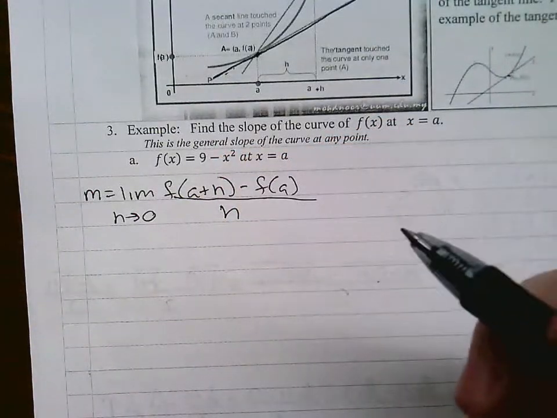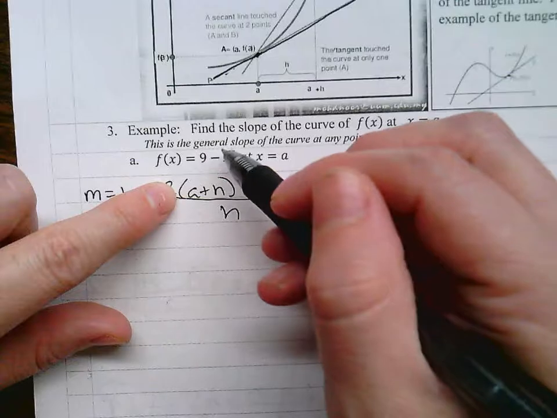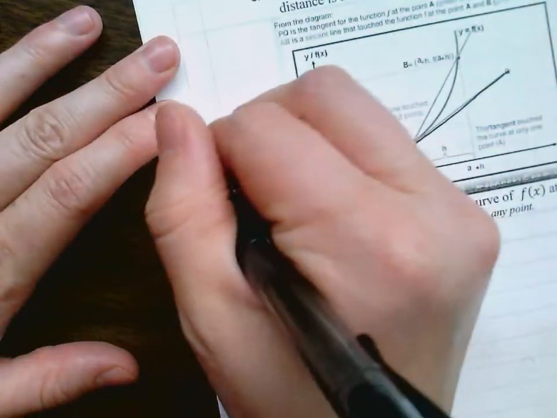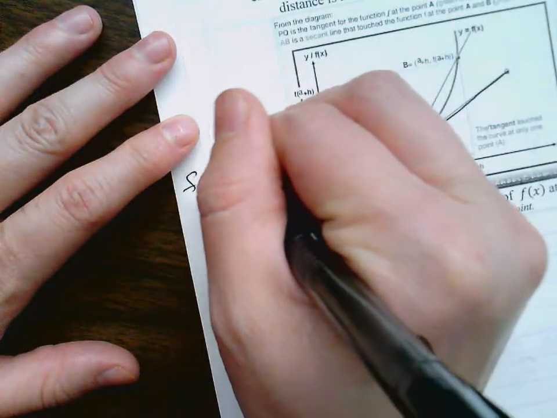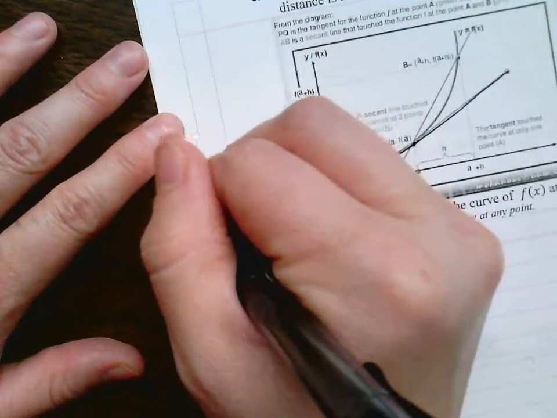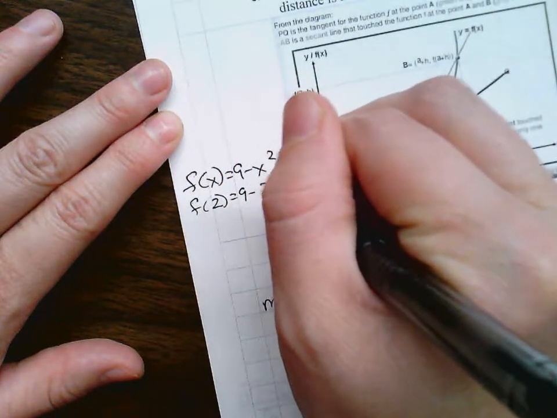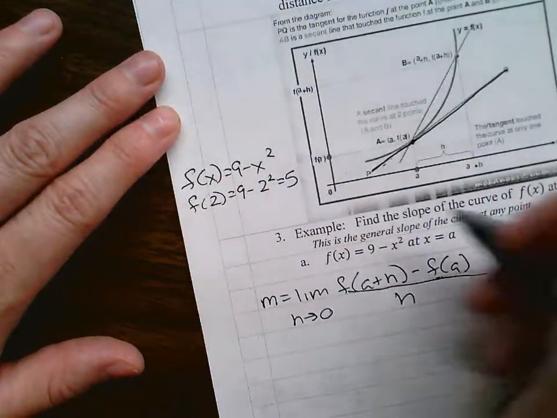Now, most students get confused here. This is just like a composite function, okay? So let me put this function over here. Let's do f of x equals 9 minus x squared. Okay? I know you all would know how to do f of 2. So f of 2 would be 9 minus 2 squared, which would be 5.